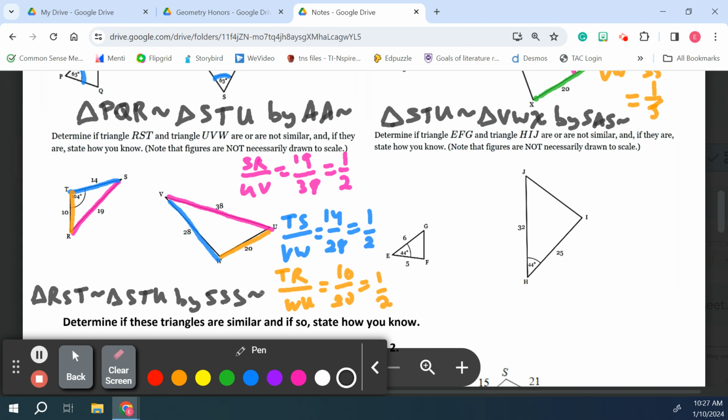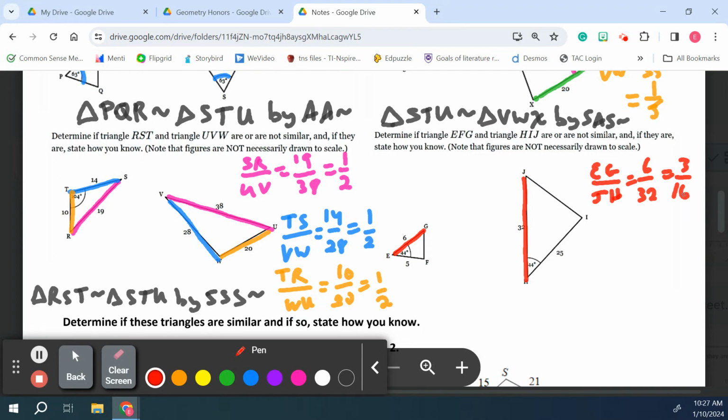All right, we're going to determine EFG and HIJ. If we look at this, we see that we each have the 44-degree angle, which is pretty nice. So EG should be similar to JH, just based off the size, because this one's bigger than this one. So I'm going to take a peek at that. I'm going to have EG over JH, which is going to be 6 over 32. And that reduces to 3 over 16.